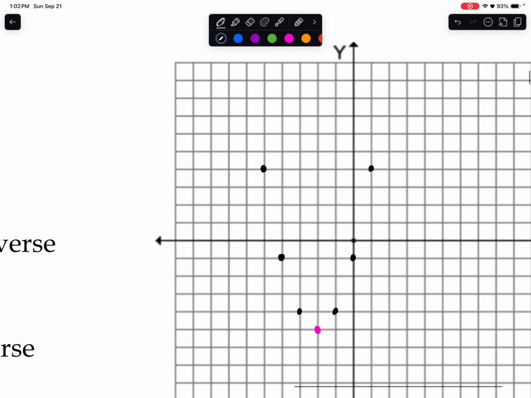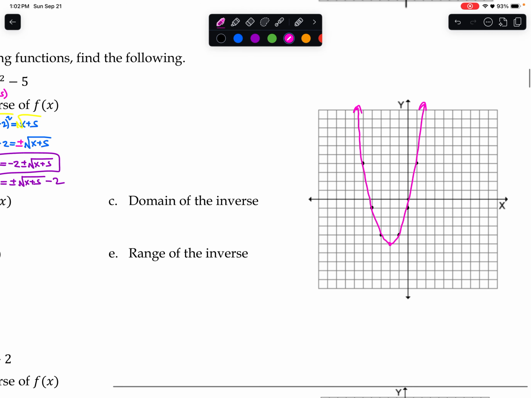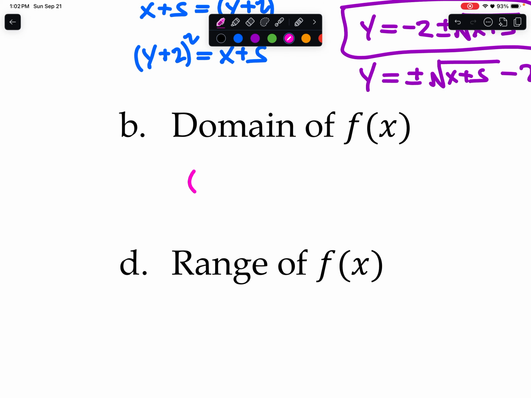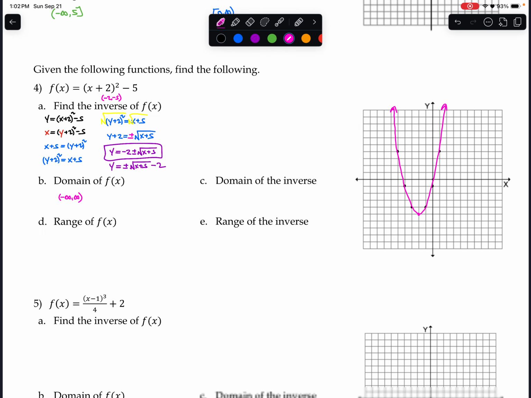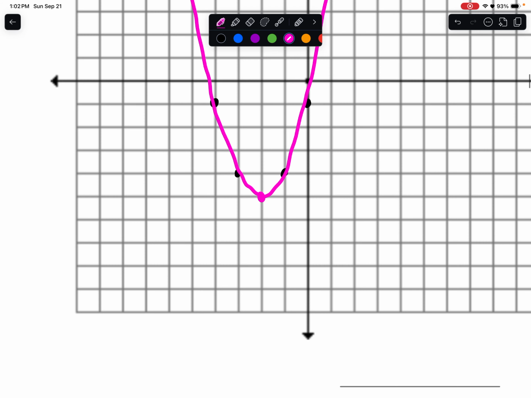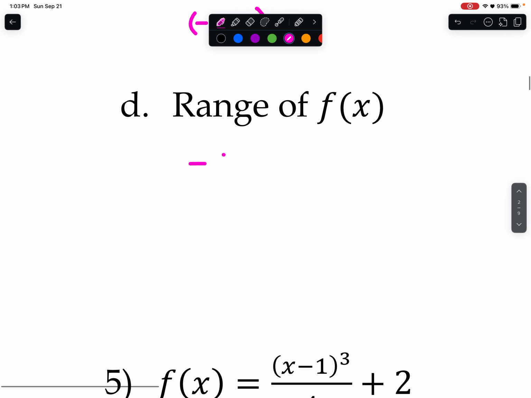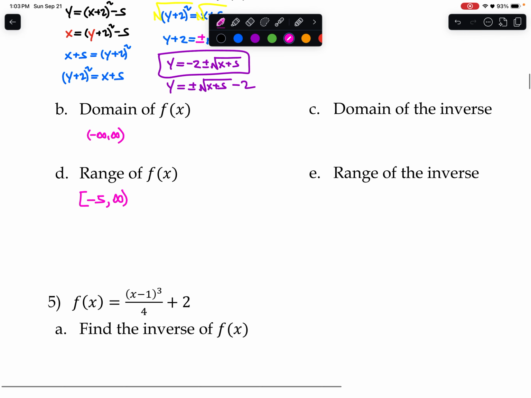So my original is going to look something like this. Okay, so my original graph is going to have a domain of all real numbers. It never stops going left or right. And then the range, since it's facing up, the minimum value it's going to reach is negative 5. So I want from negative 5 to infinity.